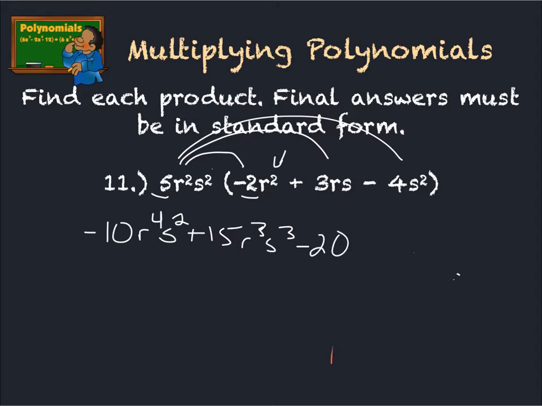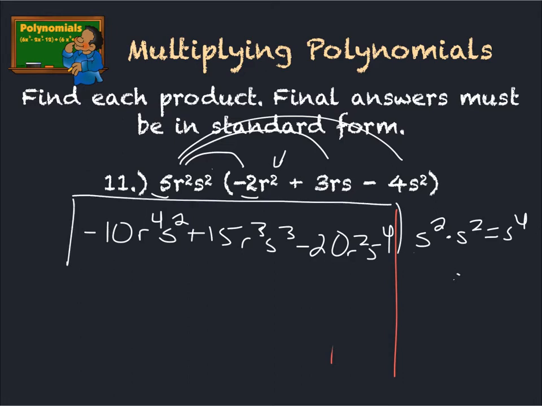negative 20, right? And then it's r squared, well, there is no r in the other monomial, so we're just going to bring down the r squared. But we do have s squared times s squared. Well, what's s squared times s squared? If we use the product rule, we would just have to add 2 plus 2, which is 4. It would be s to the 4th power. So your final answer would be this right here.